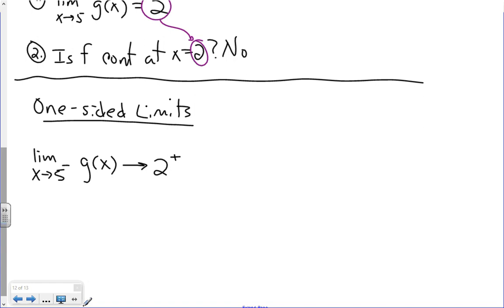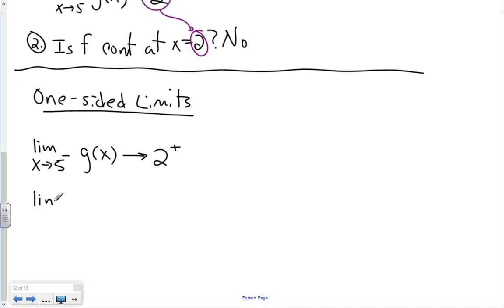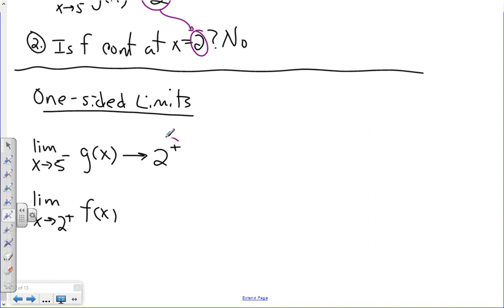Now I do that because there's another limit I have to consider. The second limit I've got to consider is the limit as x goes to, and now the value I'm going to approach is the result of this limit here. I'm approaching 2 from the positive side. But now it's for the outside function. Again, notice that I'm taking this limit that I came up with here, and that is being used as the value of x that I'm approaching here.